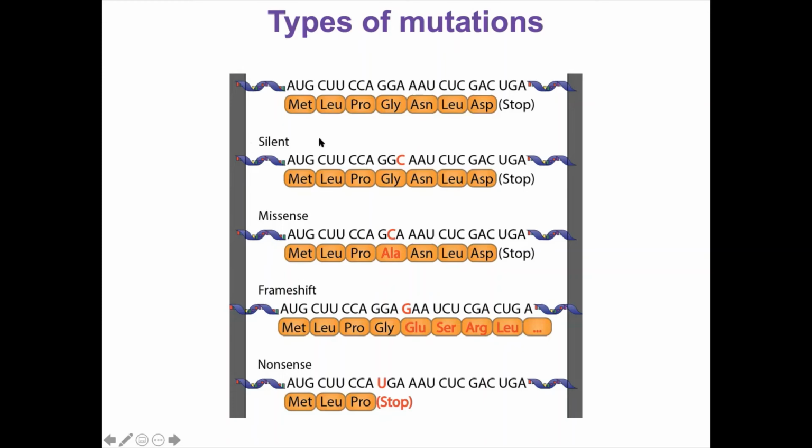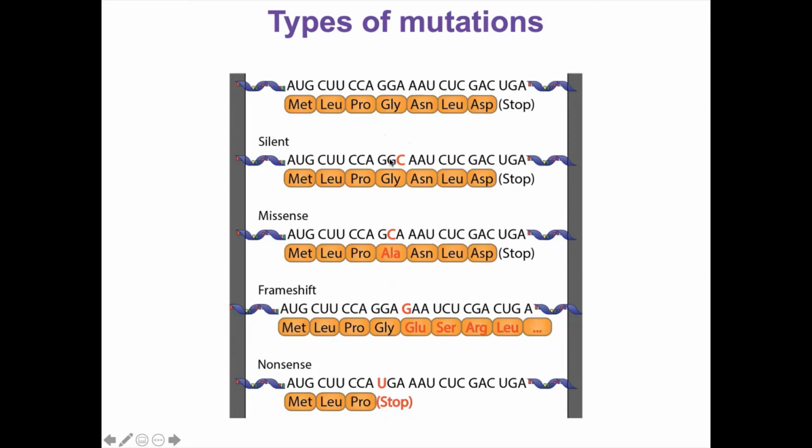Now, one type of mutation, and the first several of these are what we call point mutations. So it's just a change in one single base nucleotide. So this A has been changed to a C. But in this case, even though the codon is different, both GGA and GGC code for glycine. And so this is what we call a silent mutation, because it does not affect the protein. So even though the DNA is different and the mRNA is different, the protein that is produced is the same. So that's a silent mutation.